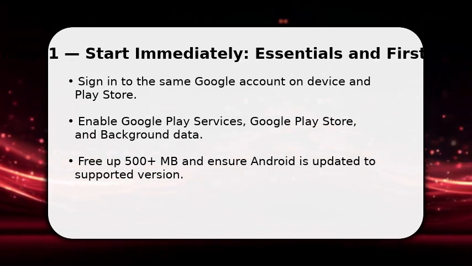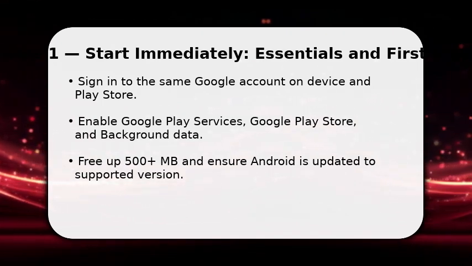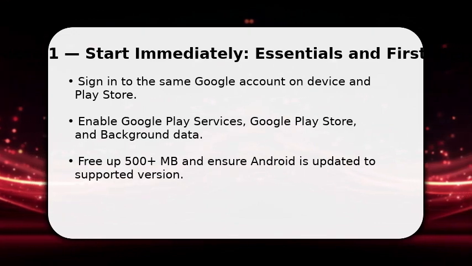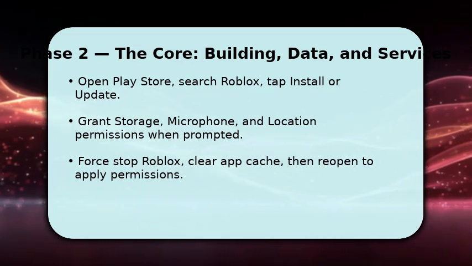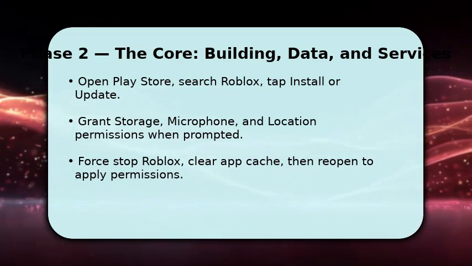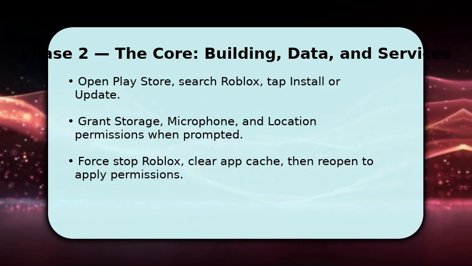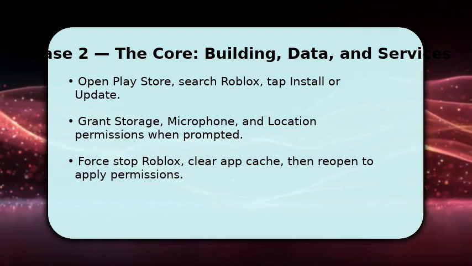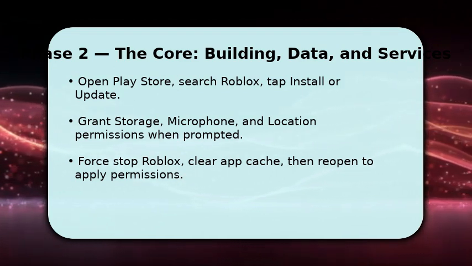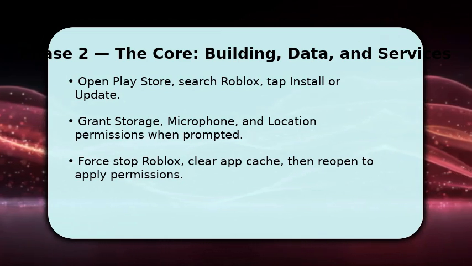Play Store assets. Now you move into installation and configuration. Open the Play Store, search Roblox, and tap Install or Update. This ensures the Play Store delivers proper APK and dependency links. When prompted, grant storage and any runtime permissions such as microphone or location, because missing permissions can block asset downloads.